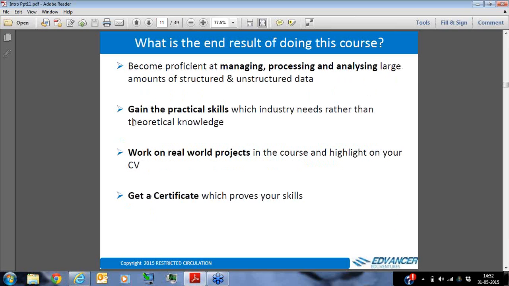So, what is the end result of doing this course? Well, the end result of doing this course is that you become proficient at managing, processing, analyzing large amounts of structured and unstructured data. You are going to gain the practical skills which employers need. You will work on real world projects in the course which you can highlight on your CV, and you get a certificate which proves your skills and which you can put on your CV also.